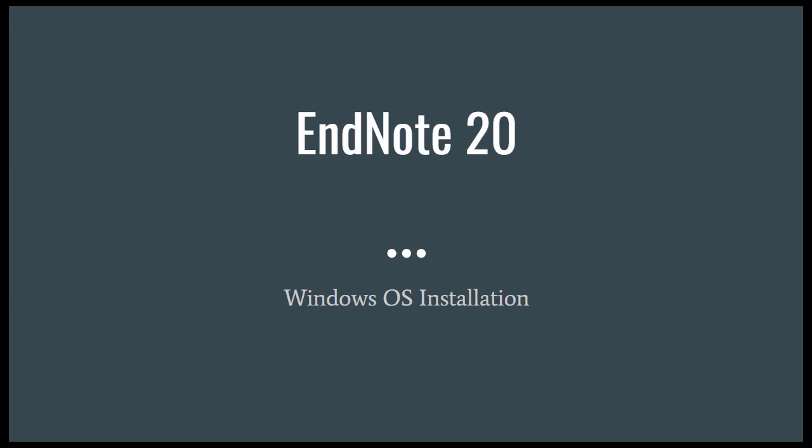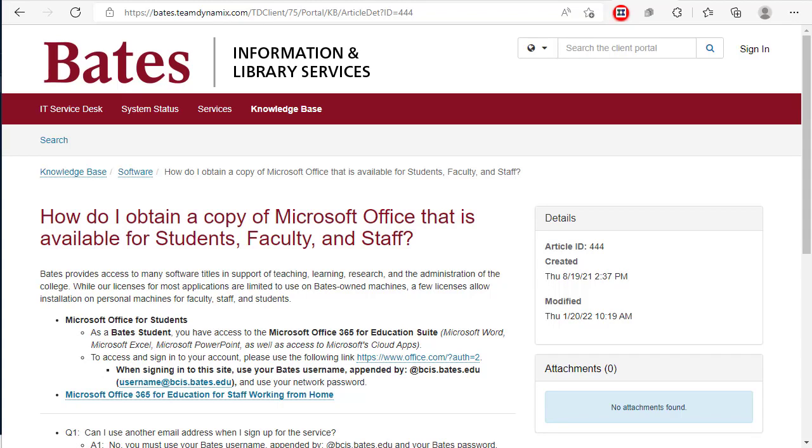Before installing EndNote, it is important to have Microsoft Word installed on your computer. It is also important that the Microsoft Word app is closed while running the EndNote installer, because EndNote installs a plugin for Microsoft Word that allows the two programs to work together. If you don't already have Microsoft Office installed, check with the IT Help Desk to learn about installing it for free using the Office 365 for Education program and your Bates email address.